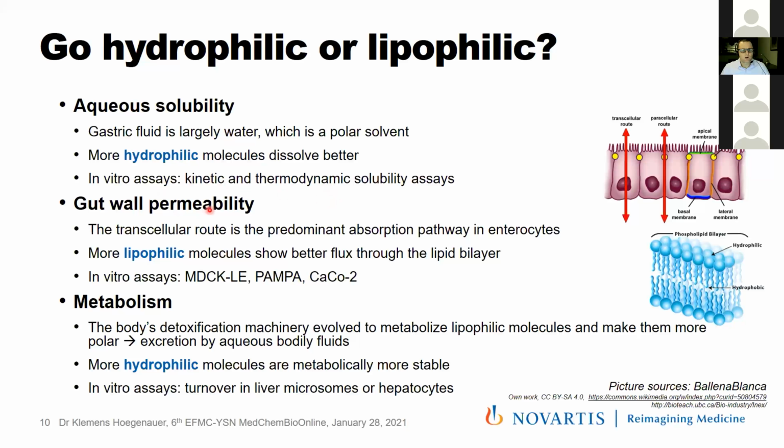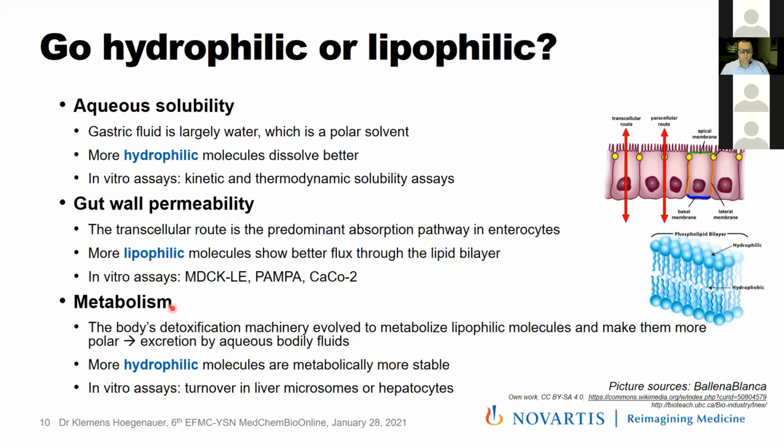With respect to gut wall permeability, the transcellular route that you see over there, where it needs to pass two membranes, so the outer membrane and the inner membrane, is the main part, the predominant part. And of course, here the lipophilic molecules have a better chance, as the lipid bilayer is of course lipophilic and easier to pass for lipophilic molecules. And we've got a number of in vitro assay systems how to assess that, and here are a few listed, again, details in the handout.